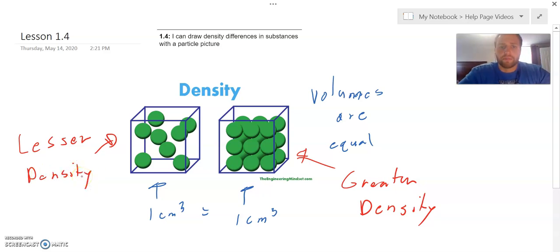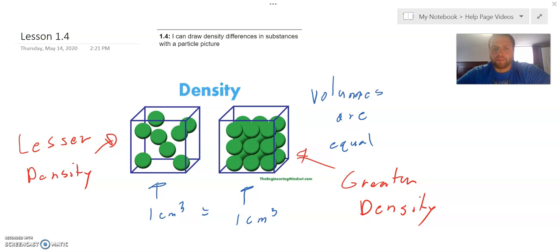And it's simply because per unit volume, the box on the left has less stuff in it. The more particles you draw in the same amount of space means that the density of your drawing is getting larger and larger and larger.